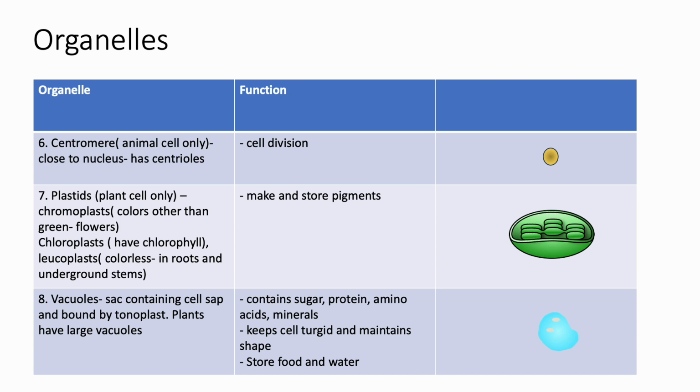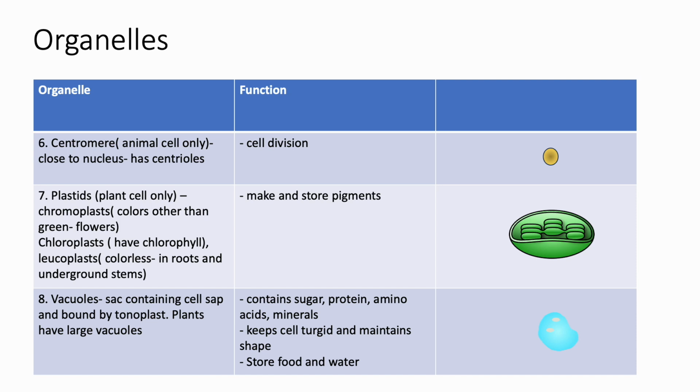Plastids are present only in plant cells. There are three types. Chromoplasts have different colors other than green, and that's the thing that's present in flowers, in yellow capsicum, red capsicum, anything that gives beautiful colors to the plant parts would have chromoplasts in it. So it makes and stores pigments, that's its job. Chloroplasts have chlorophyll, so anything with green will have chloroplasts in it. And leucoplasts are colorless, and these will be present in roots and underground stems like potato.